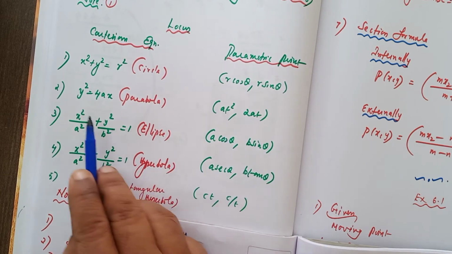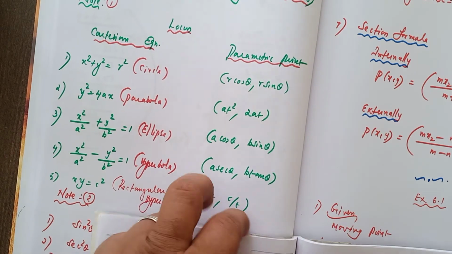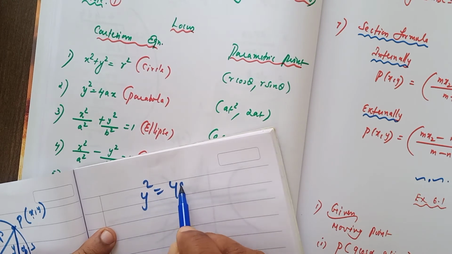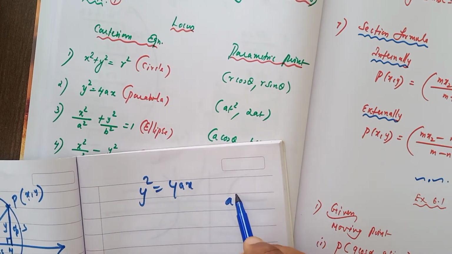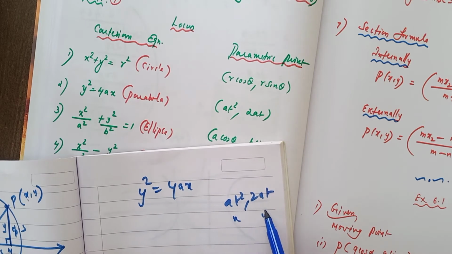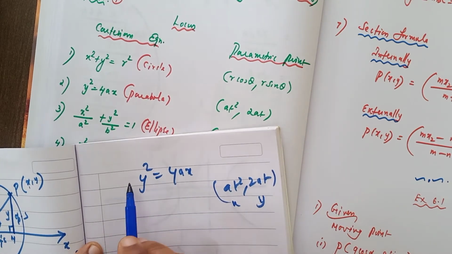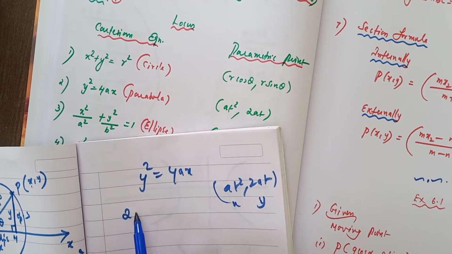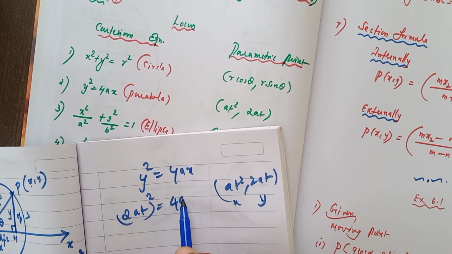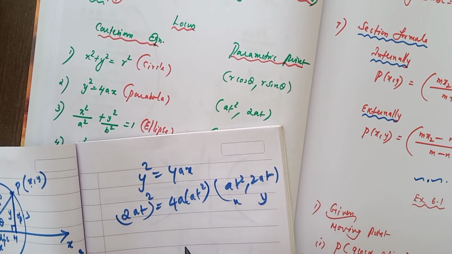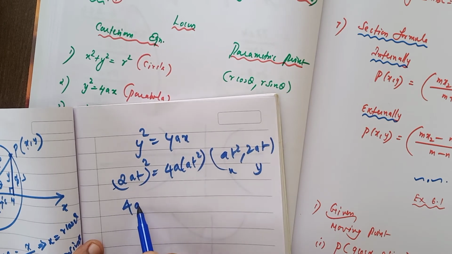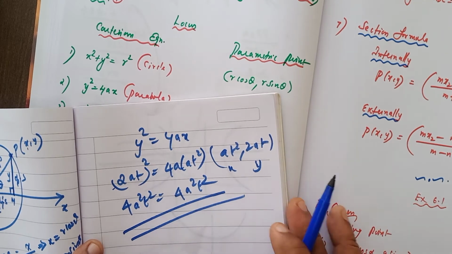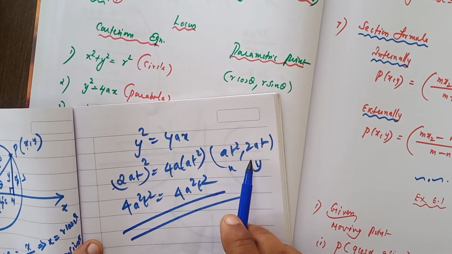See, look at that. The standard form of the parabola, y squared is equal to 4ax. The parametric point what I have given is at squared comma 2at. This is the x coordinate, this is the y coordinate. I am going to replace here, and the LHS and the RHS will be balanced. Y is equal to 2at, so the whole square, 4a into x, that is at squared. 2 squared is 4, a squared, t squared. Here also 4, a into a, t squared. Look at that, LHS and RHS are balanced. So that is a parametric point.